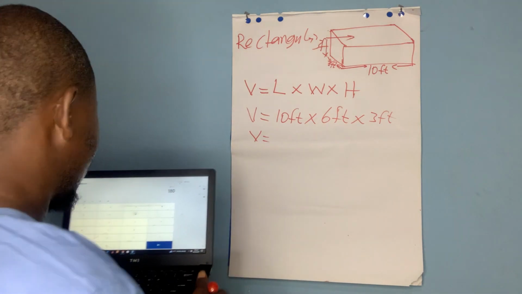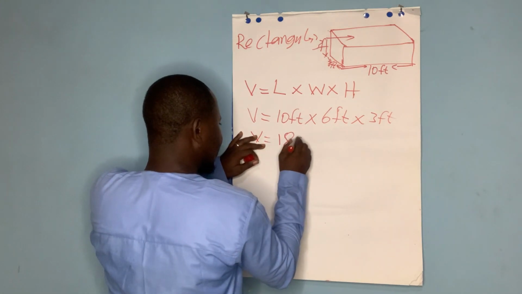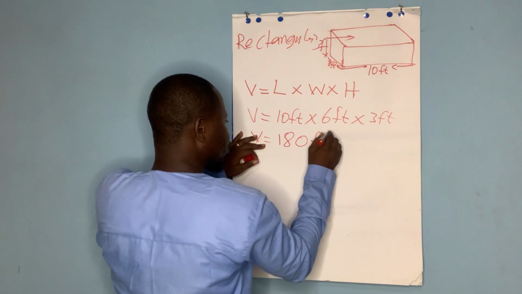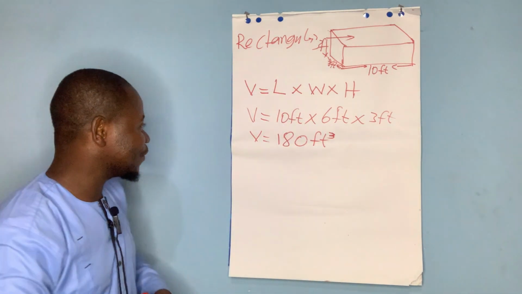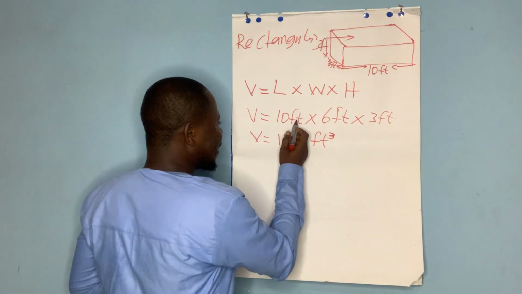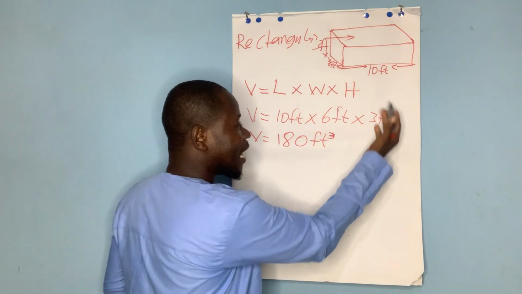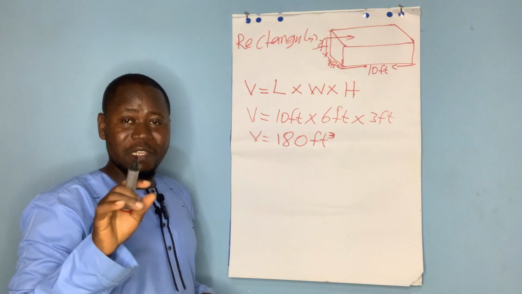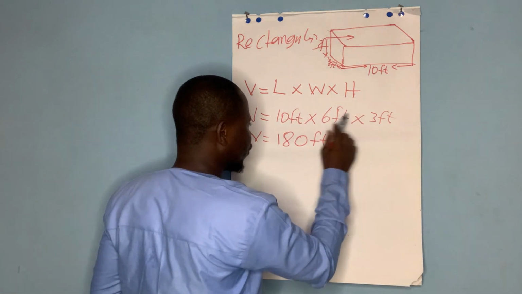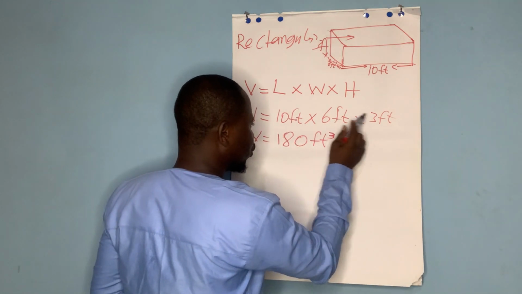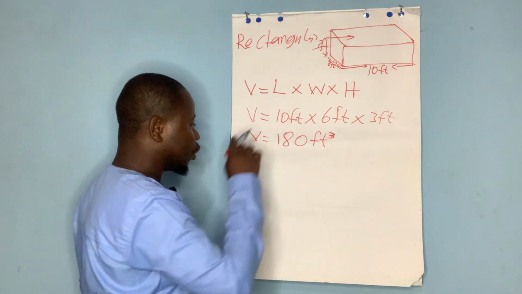So here our volume is 180 feet cube. Why do we say cube? Now mathematicians, feet times feet is feet square, times another feet. That's where the cube comes from. So this is feet one, feet two, feet three. So we have 1, 2, 3 raised to the power 3, and that's how we call it cube. So we have 180 feet cube.